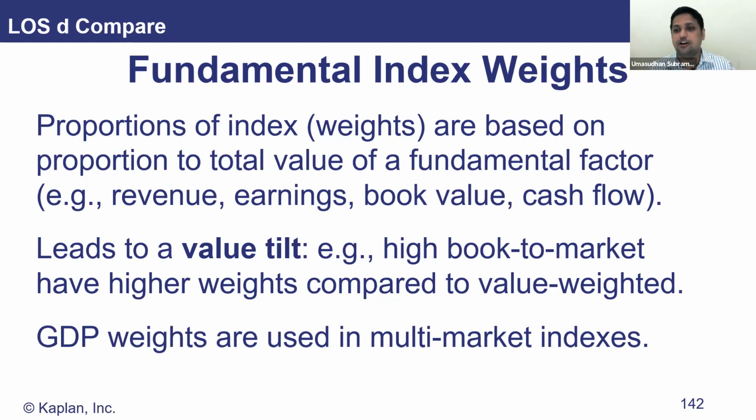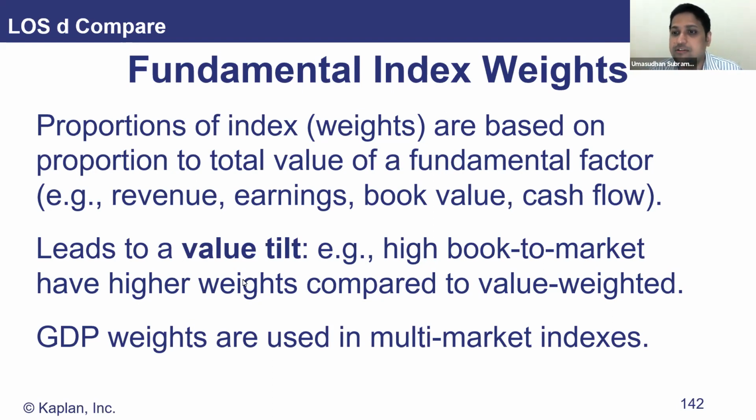So which type of stocks will you give higher weighting? Companies with lower price to book, companies with lower PE, companies with lower EV to EBITDA, you are going to give a higher weight in the index. So your index will be biased towards undervalued stocks, which is good, right? So it leads to a value tilt. So what does that mean? Your index is going to be biased towards undervalued stocks. That's what we call a value tilt.